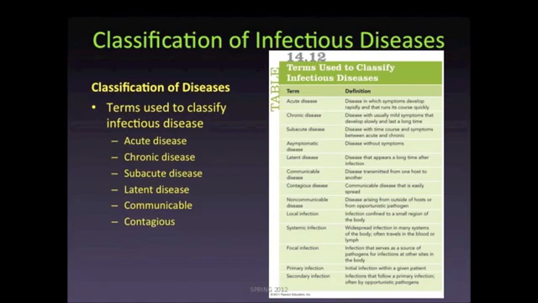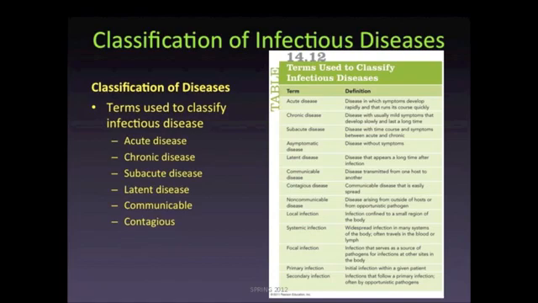Latent diseases are those in which the causative agent may lie dormant for a period of time and then periodically become active to produce signs and symptoms. Latent diseases include diseases such as herpes and shingles. Asymptomatic diseases, on the other hand, do not present symptoms.